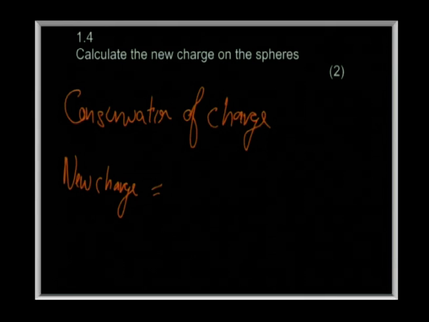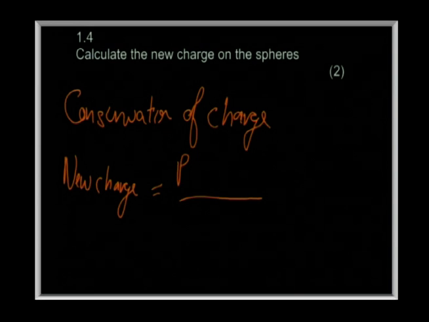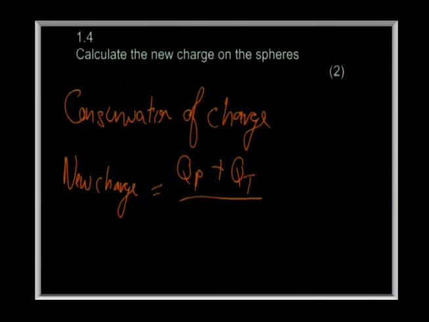And what we'll start with is, well, what did we have to begin with? What was on P? It will be the charge on P. So right here, we're going to say it's the charge on P plus the charge on T. And then we're going to divide it by 2. Because let's think about it. This one has excess electrons. This one was positively charged, so it has a deficiency. It has fewer electrons than protons.